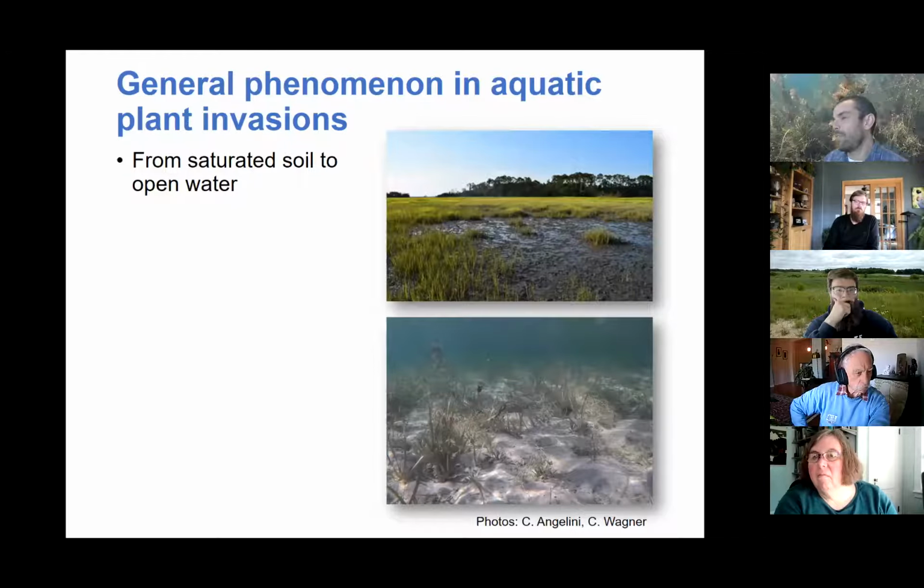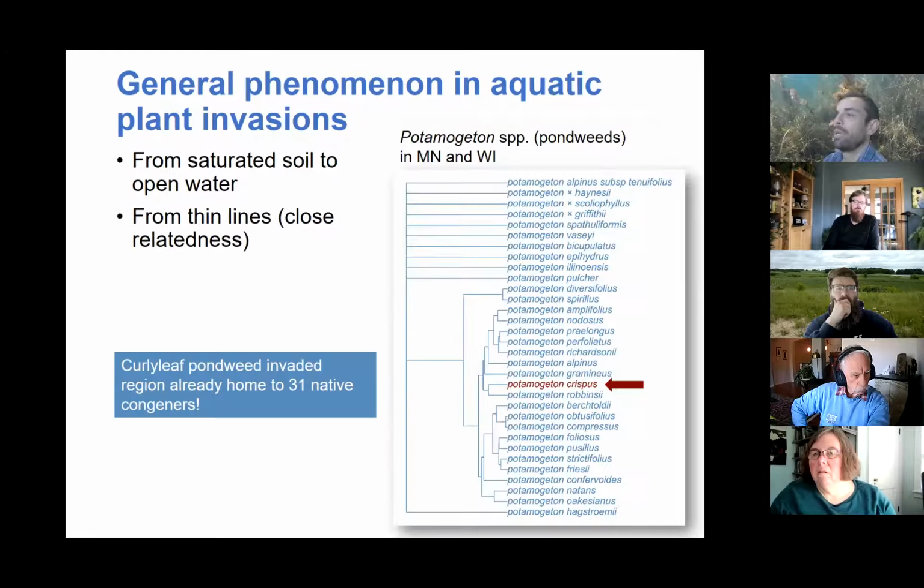So I've been thinking about this over the years, and I think beyond these specific 5 species from Sue's paper that I've highlighted, I think it's a more general phenomenon in aquatic plant invasions that spans from the saturated soil of wetlands to the open water of lakes. And from these sort of thin lines, as I'll describe them, where you have close relatedness.